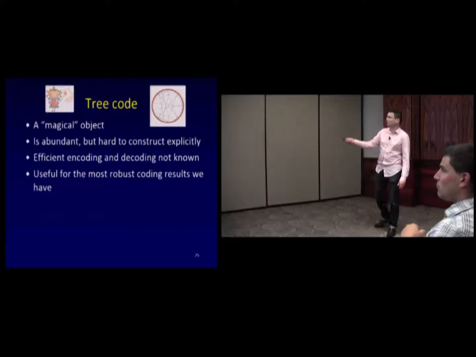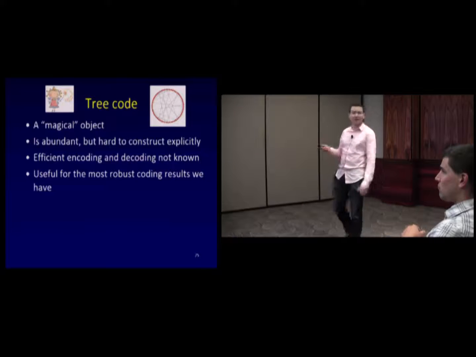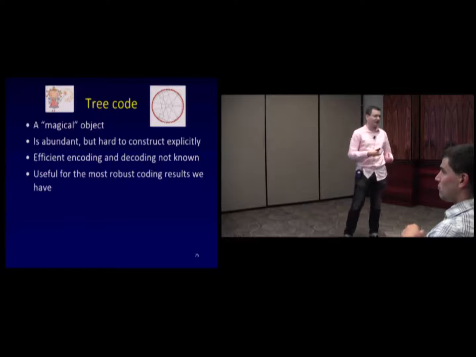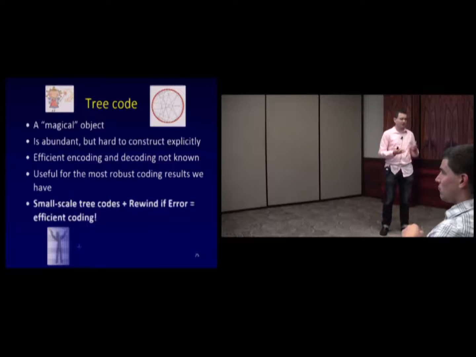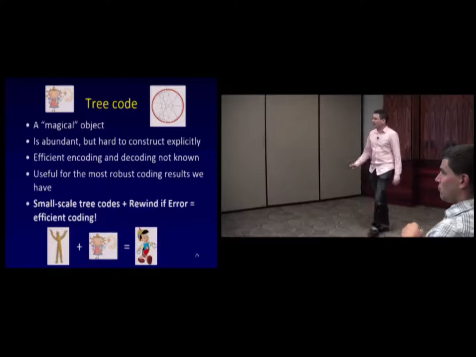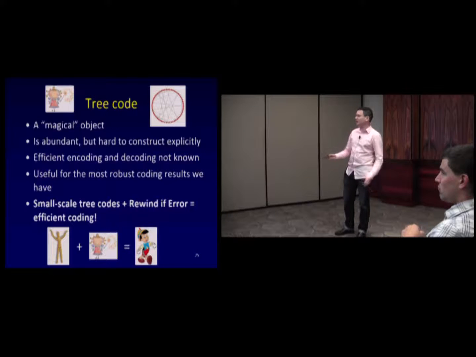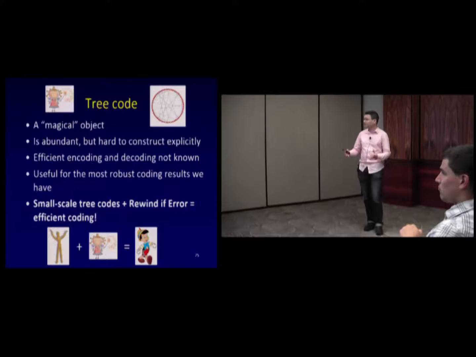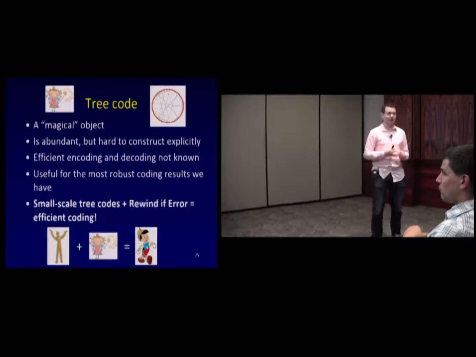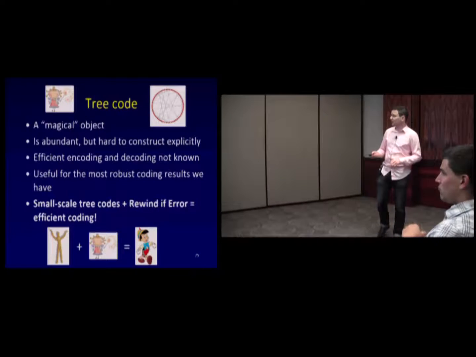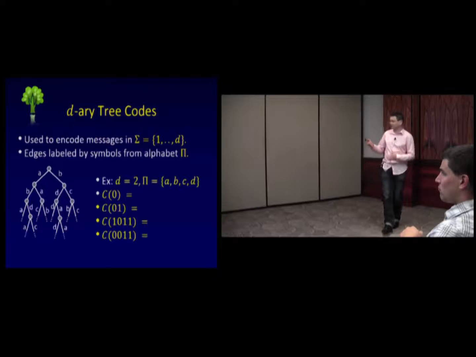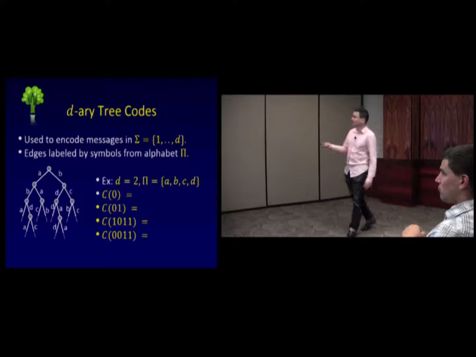It's useful for the most robust coding results we have in various models, including in models where it's very hard to see how to deal with it using other methods. And basically, by combining a little bit of magic with this rewind and error paradigm, you can actually get pretty good efficient codes already. I'll mention a little bit how after I define tree codes.